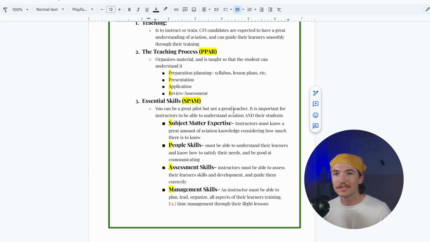Try to find a different time building job, whatever, you know. But I really do feel strongly about instructors that don't want to instruct. Please just don't instruct. That's as blunt as it can be. So you can definitely be a great pilot, but not a great teacher, and that shows.